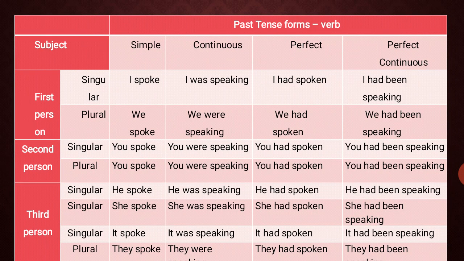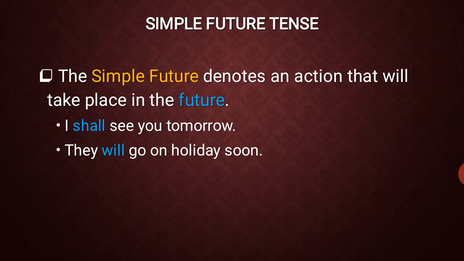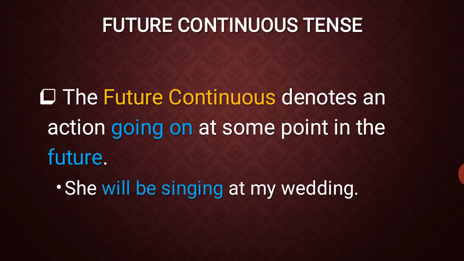You utilize these things. Simple future tense, we move into the simple future tense. Simple future denotes an action that will take place in the future. I shall see you tomorrow. They will go on holiday soon. This is the example. See, it denotes only the future action. Futurities only.